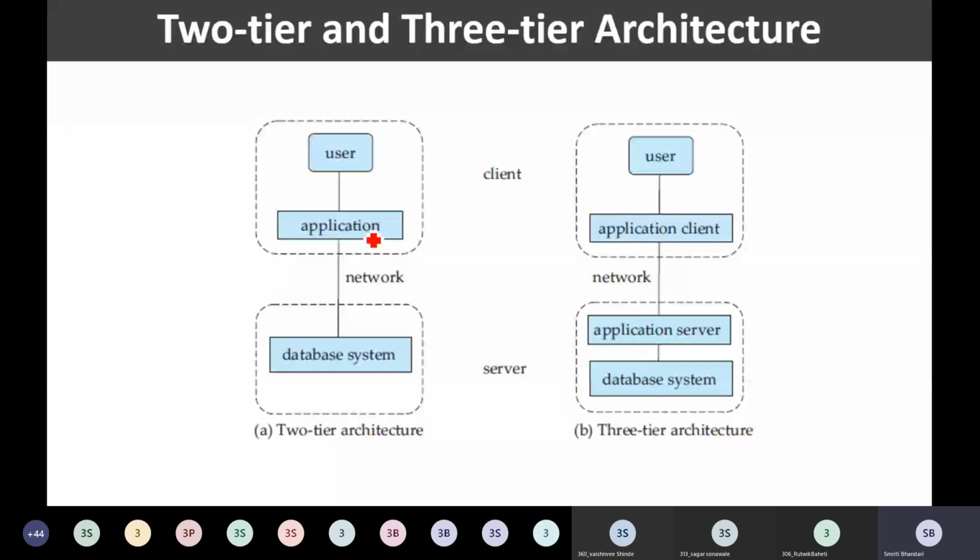that is residing at the client side, and through this application program which is deployed at the client side, the user is invoking the database system which is located at the server side. So in the two-tier architecture, at the server side, only the database system is located, whereas the application program that is being used by the user is deployed at the client side. Okay? Are you getting me?